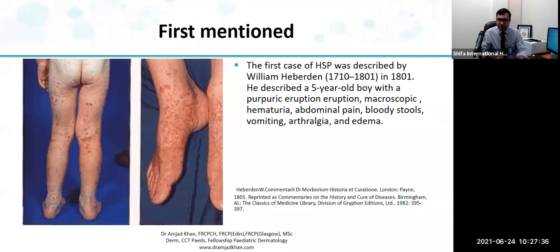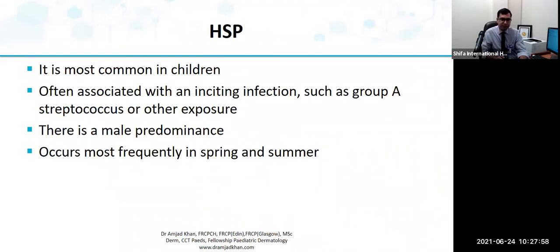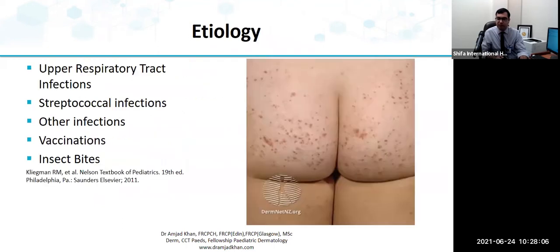Obviously, the first case was seen by William Heberden, or at least documented by the physician, but it was not until 1837 when Schönlein considered and described similar things, naming it as purpura rubra, and then the penny dropped and the name was given, hence HSP, Henoch-Schönlein purpura. More common in children, mostly with strep infection, male predominance, and more in summer and spring. After upper respiratory tract infection, vaccinations, insect bites, so any trigger which affects our immune system can result in this.